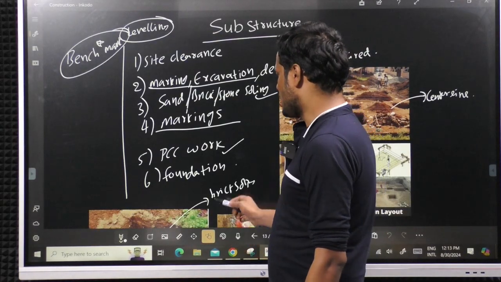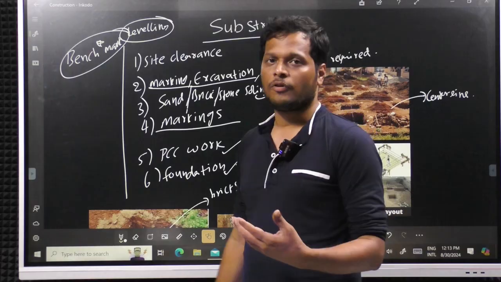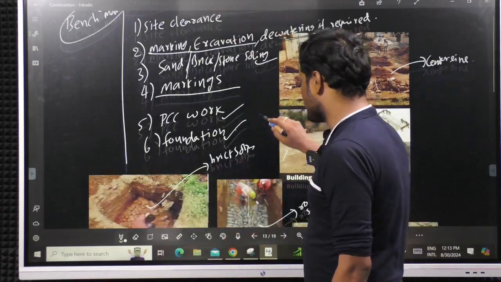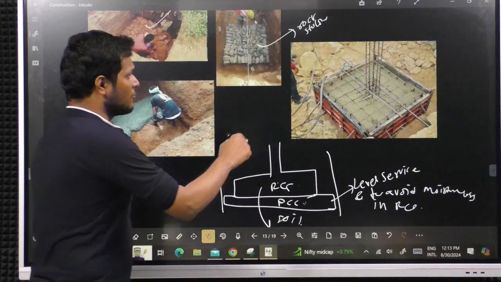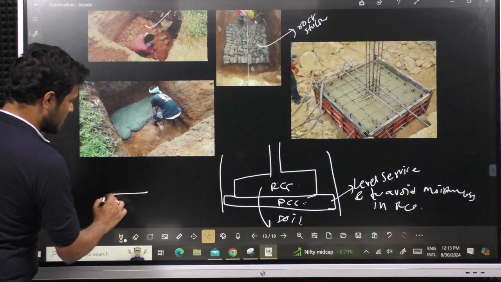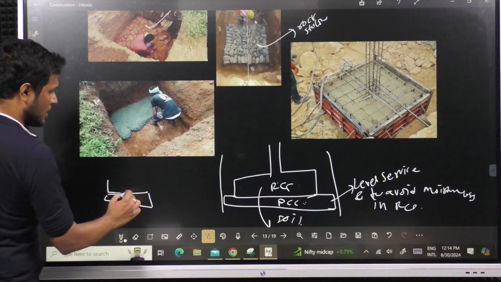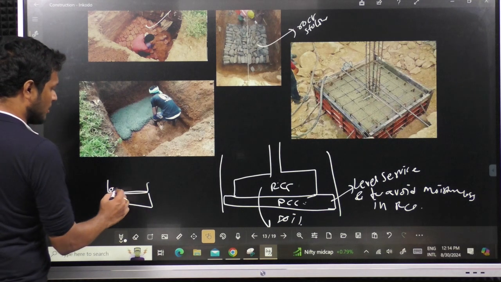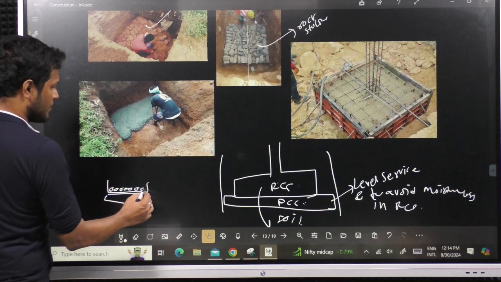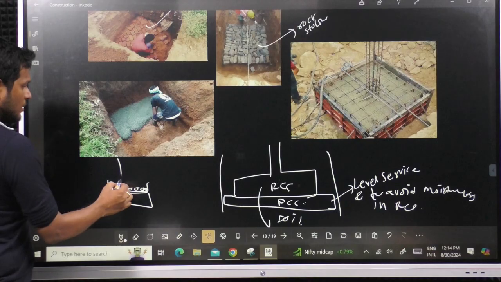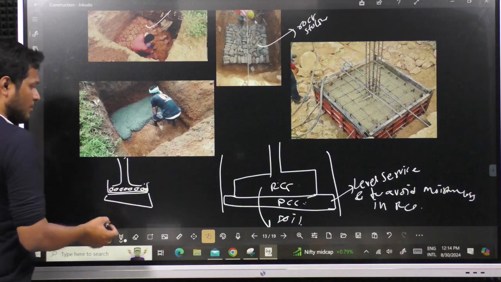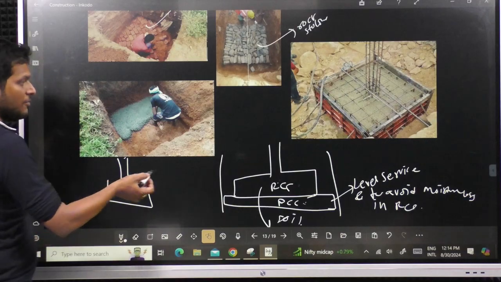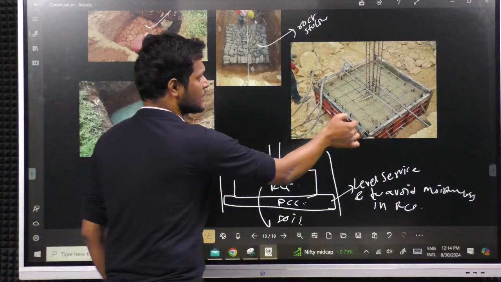Okay. So after the PCC work, next the foundation work will start. For the foundation work, over the PCC layer, generally a lower steel mat will be placed. Over the steel mat, column reinforcement will be placed. Obviously, shuttering will be there, so shutterings will be placed.